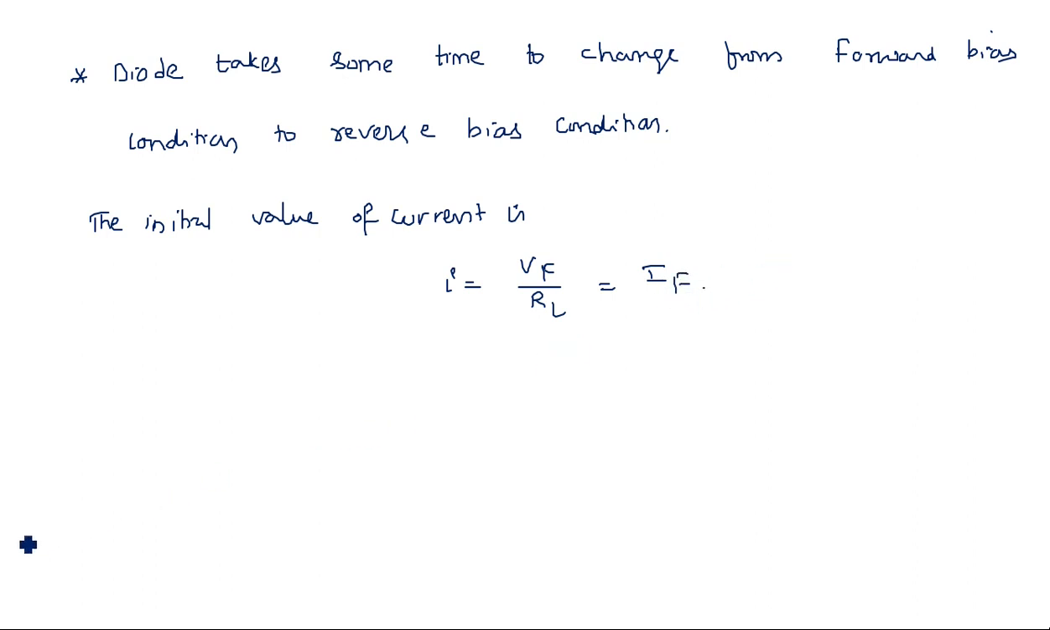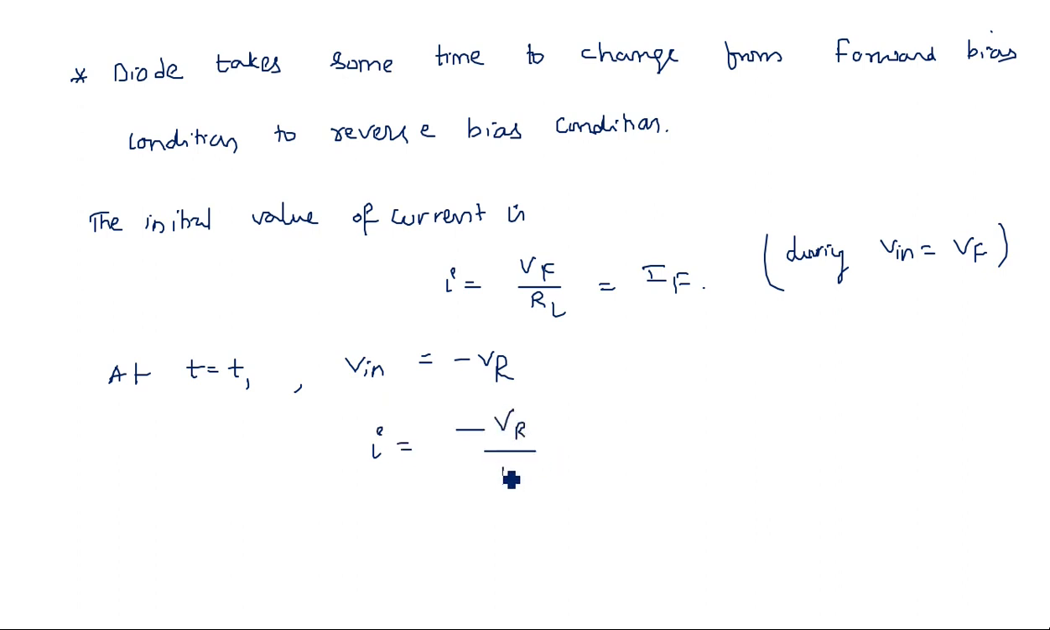That is what I have marked in the waveform. So what happens at t equal to T1? The input waveform Vin becomes minus Vr, whereas earlier Vin was equal to Vf. So the current reverses. The current I is equal to minus Vr by RL, because the input voltage Vf now becomes minus Vr. Now it is minus IR, which I have shown in the waveform.